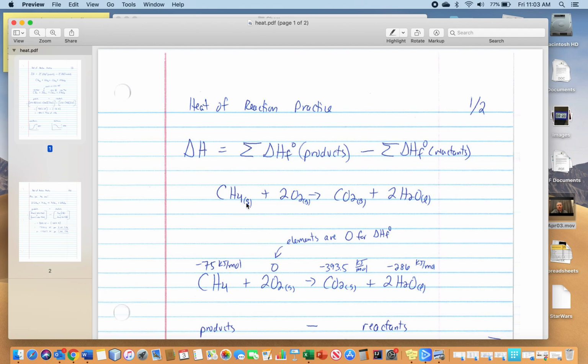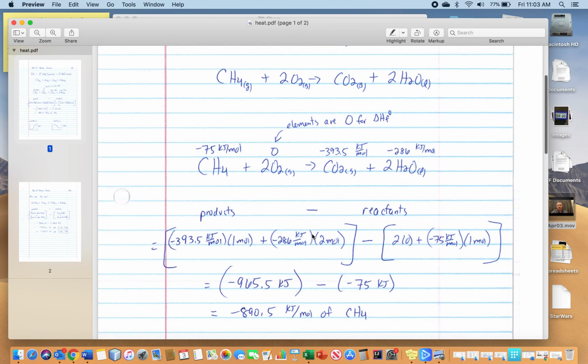So it burns CH4 with oxygen, makes CO2 and water. And we've balanced this formula many times in the past. Today we're finding the heat, not the molar masses, not the grams and moles, but we're finding the heat of reaction. And the heat of reaction is the sum of heats of formation of products minus the sum of heats of formation of reactants. So you're going to add the products and then subtract when you add the reactants.